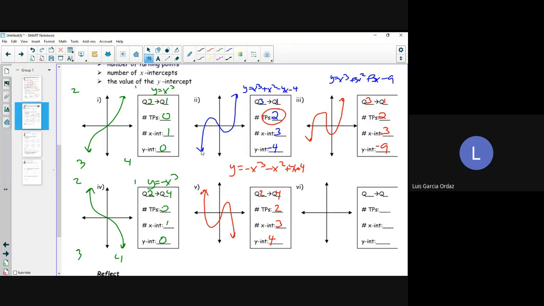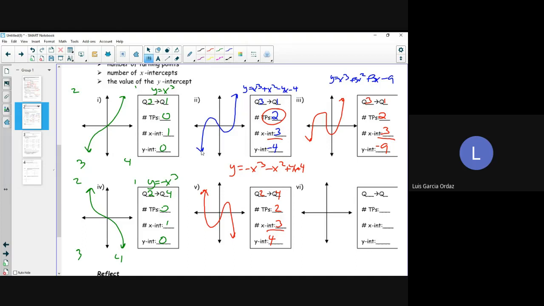So now that we figured out a general rule for the number of turning points, what do you think the general rule is for the number of x-intercepts? This one has 3, this one has 3, this one has 3, and this one has 3. The highest exponent. Yep, so the degree of the polynomial is the maximum amount of x-intercepts you can have, okay? So if we have a cubic function, the maximum is 3 x-intercepts. If we have a polynomial function of degree 4, how many x-intercepts can we have? 4, so that would be the maximum.